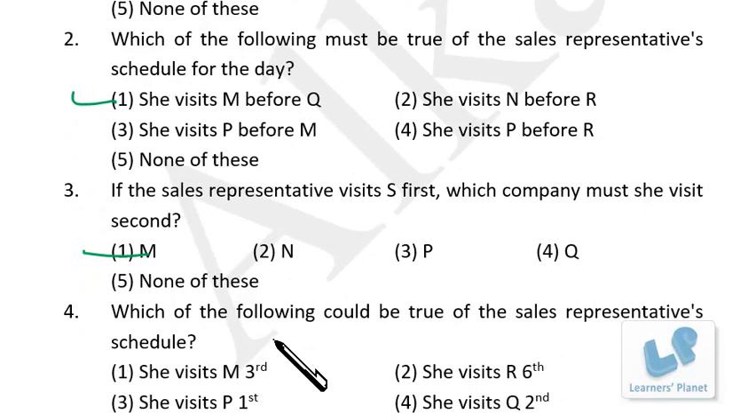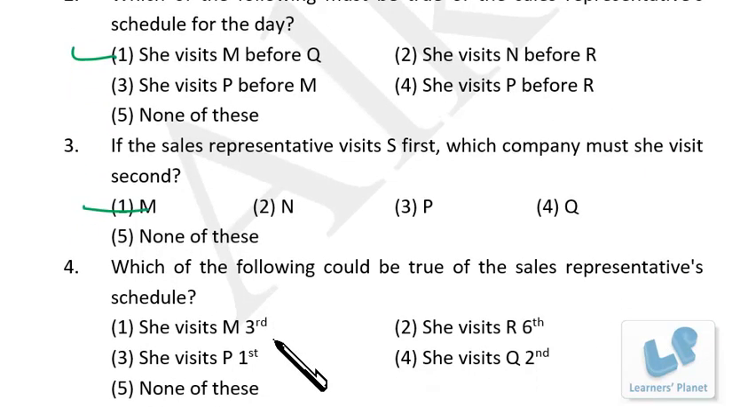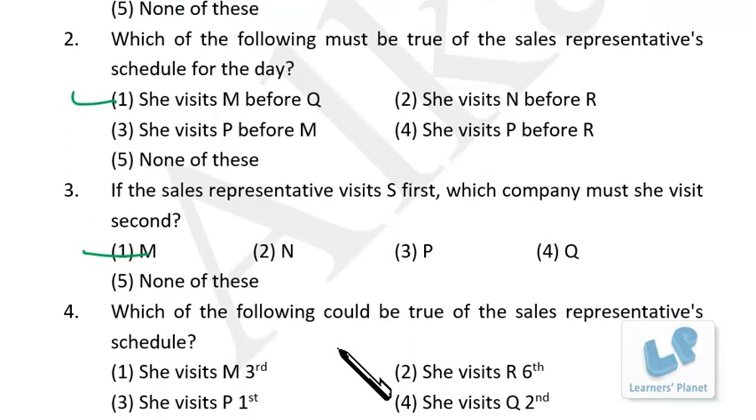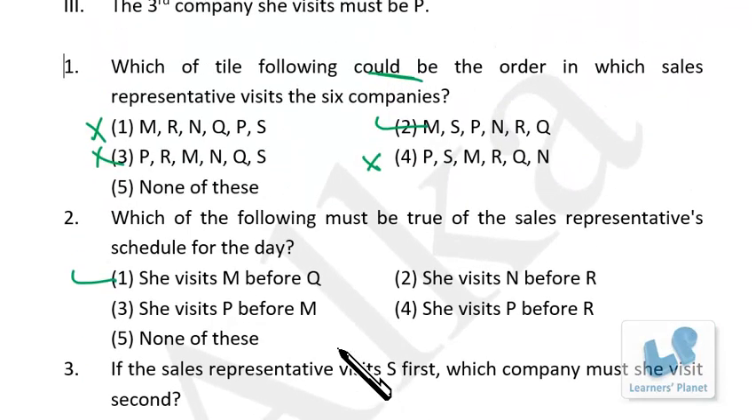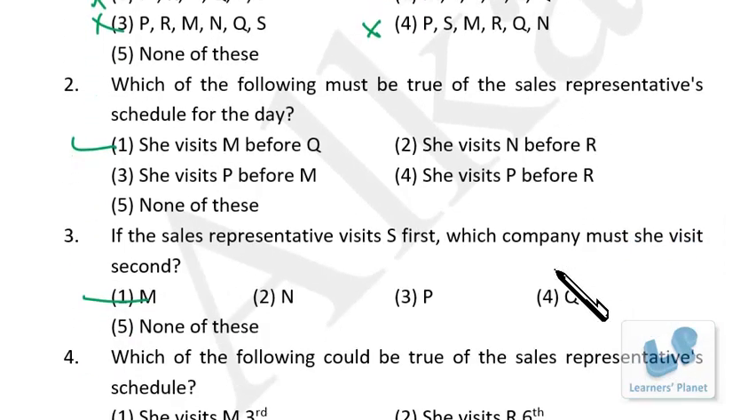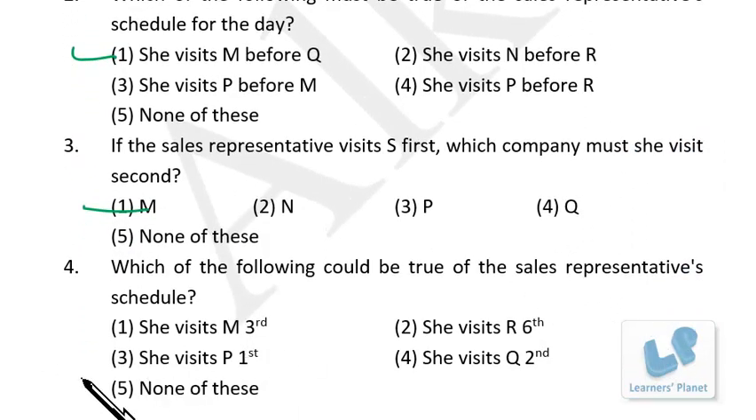Which of the following could be true of the sales representative's schedule? She visits M third, that is not possible. She visits R at the sixth position, that is possible, because between R and Q there can be a choice. Because N should be before Q, Q can be immediately before or maybe after R. So this can be the order, and as I have already told you, there can be more than one arrangement possible.